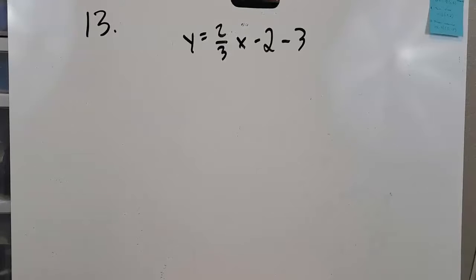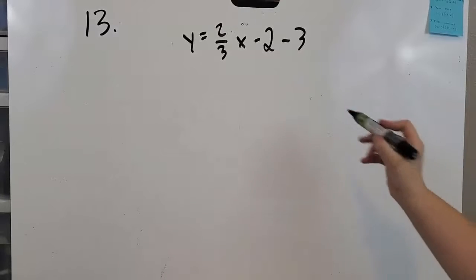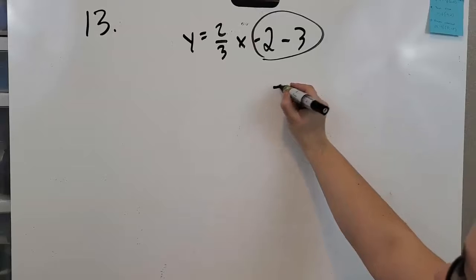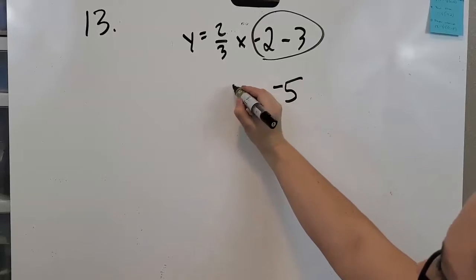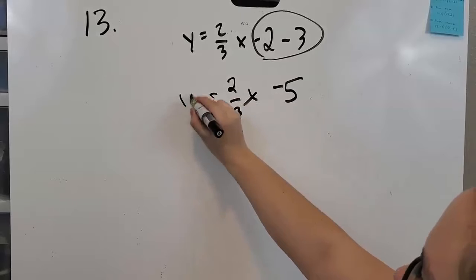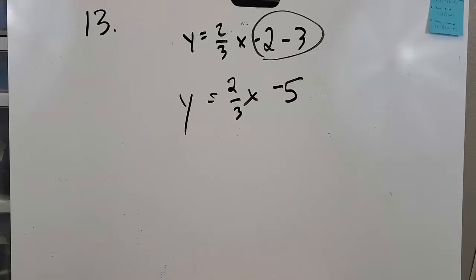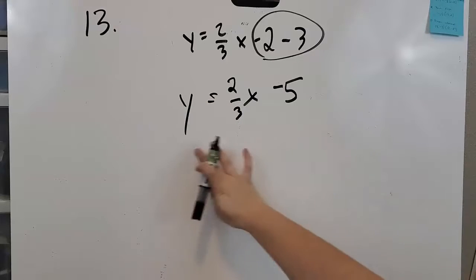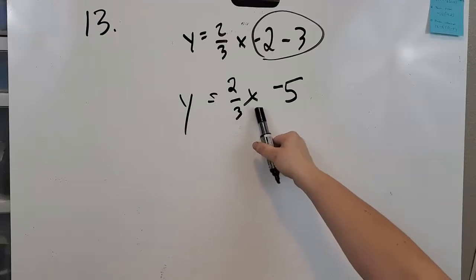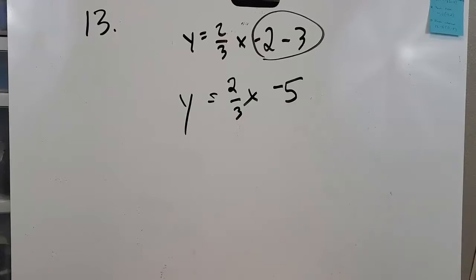Now that I've rewritten that at the top and we have some room to work, the next thing I'm going to do is combine like terms on the right side. Minus 3 and minus 2 can be combined to minus 5. So that gives us y equals 2/3 x minus 5. And hopefully you can see that this is in slope intercept form, y equals mx plus b.